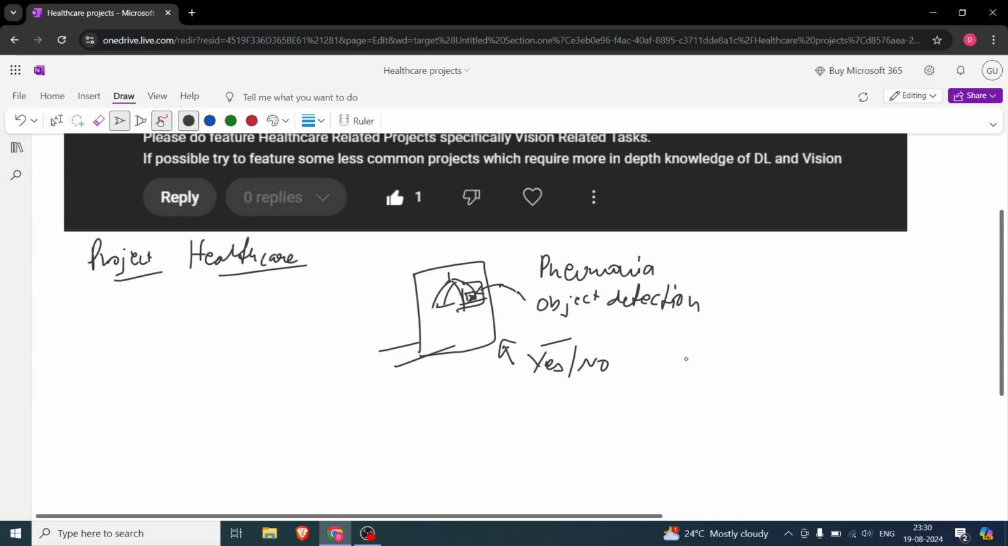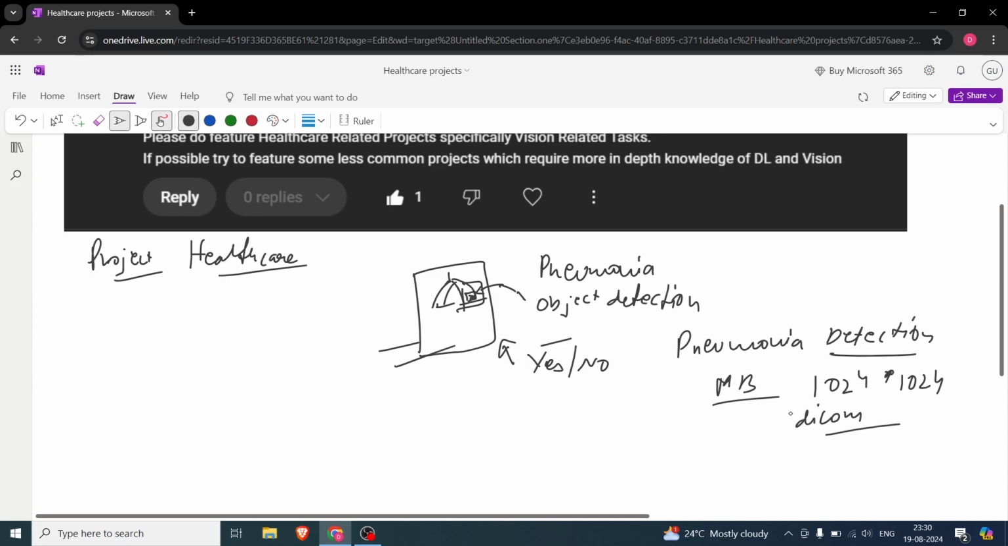I remember there is a competition, I think it was pneumonia detection only. If you search for pneumonia detection on Kaggle, there is a competition over there, and you can go and participate. I think the data set was not that huge, it was somewhere in MB only. All the images were 1024 by 1024. They were DICOM images, I remember. You can go and search for this particular competition on Kaggle.